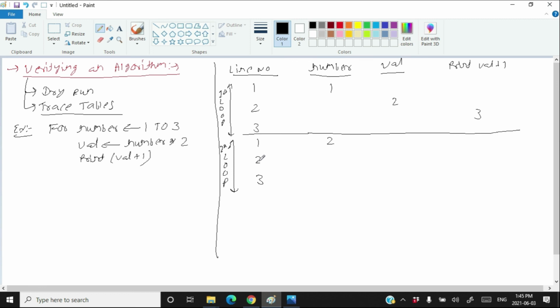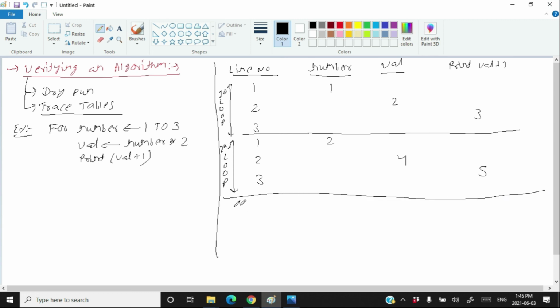What will the value of val be now? Val is going to be number multiplied by 2. What is number right now? The number right now is 2. So 2 multiplied by 2 is equal to 4. And what are you going to print? You are going to print val plus 1. That means you are going to print 5. Now you have the third iteration.